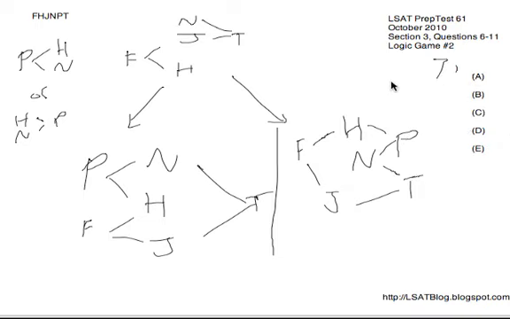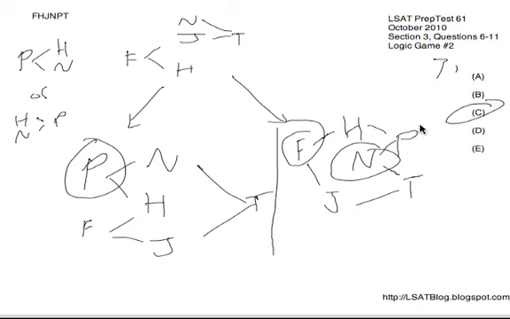Next, number 7, how many artifacts could be first? So, of course, P could be first, F could be first, and then N could also be first as well. Remember that N is simply in the middle of the diagram, but there's no one that has to go before N. So those 3 could all be first. Nothing else could. So C, choice 3, is our answer for 7.